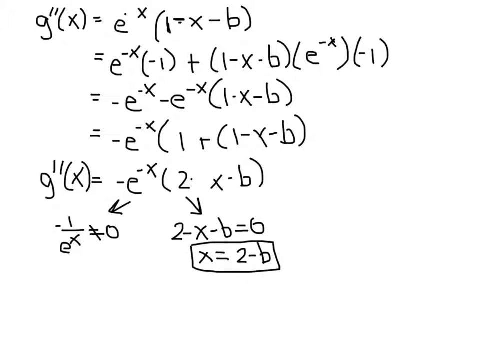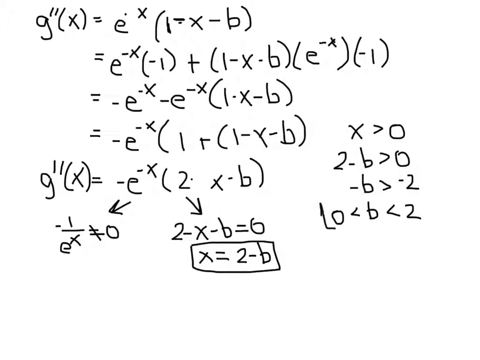Okay, now we have to find, though, the interval for b. We know that according to the directions in part C, x has to be greater than 0. So if x is greater than 0, and x is equivalent to 2 minus b, that means 2 minus b must be greater than 0. So b has to be less than 2, but we're also told in the very beginning of the problem that b is a positive constant, so it must be greater than 0. So this will be the range for b for this possible point of inflection. So that's worth 1 point there.